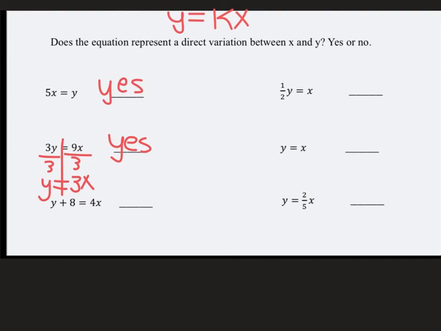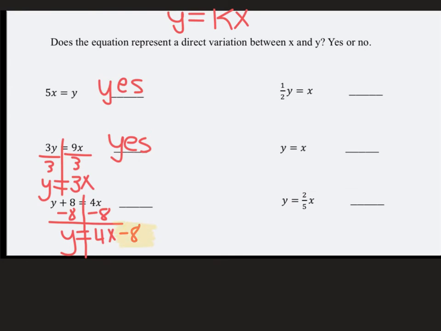Next one, same thing. My y is not by itself, so I need to get it by itself first. It's y plus 8, so in order to get rid of that 8, I'm going to subtract it on both sides, which will leave me with y equals 4x minus 8. So this is going to be a no. It is not direct variation because of that minus 8.